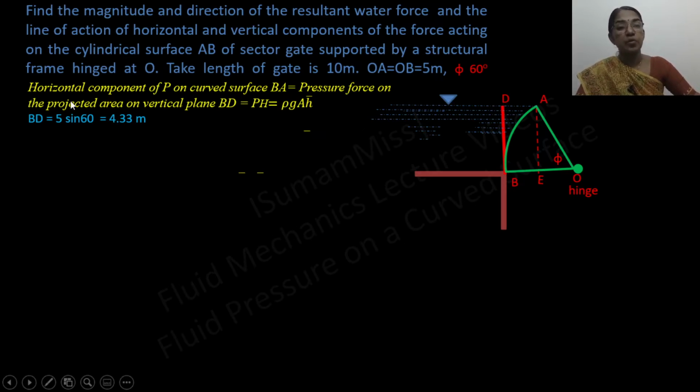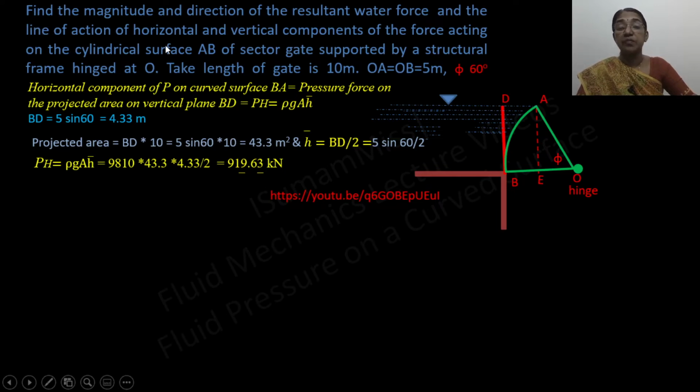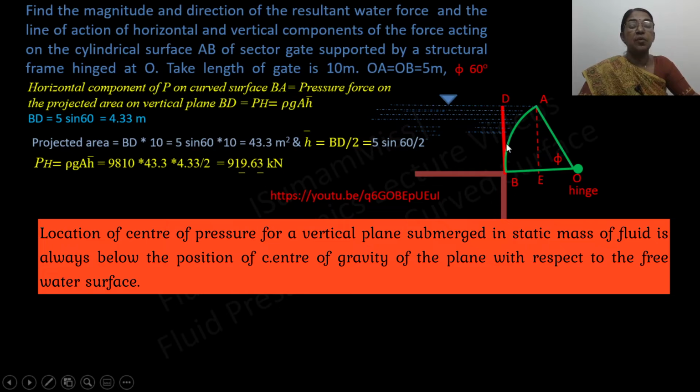So the horizontal component of P can be calculated as PH equal to rho g A H bar, equal to 9810 into area multiplied with H bar, equal to 919.63 kilonewton. So here we have to calculate the line of action of the horizontal force. Since it is a vertical plane which is immersed under water, the pressure may vary from point to point, and pressure increases when we move down. So the horizontal component of pressure force is not acting through the center of gravity, but it is acting through a point that is called the center of pressure.